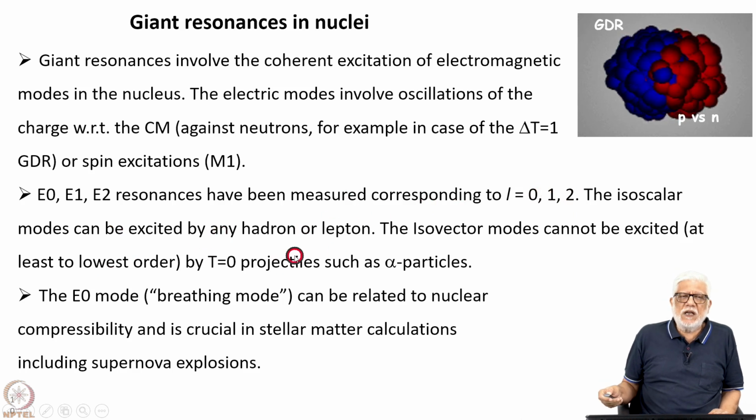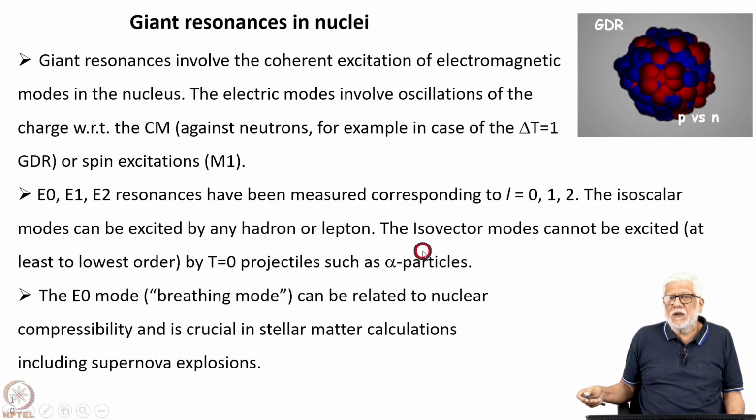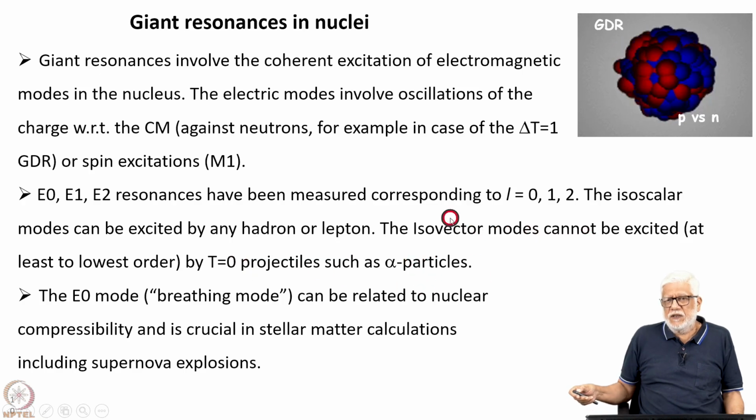And the isoscalar modes can be excited by any hadron and lepton, but the isovector modes can be excited, at least to lowest order, by only T equal to 0 projectiles. Okay, sorry, there is a mistake here. The isovector modes cannot be excited by T equal to 0 projectiles, such as the alpha particle. They can only be excited by T equal to half, or T equal to 1, T equal to 3 halves projectiles.